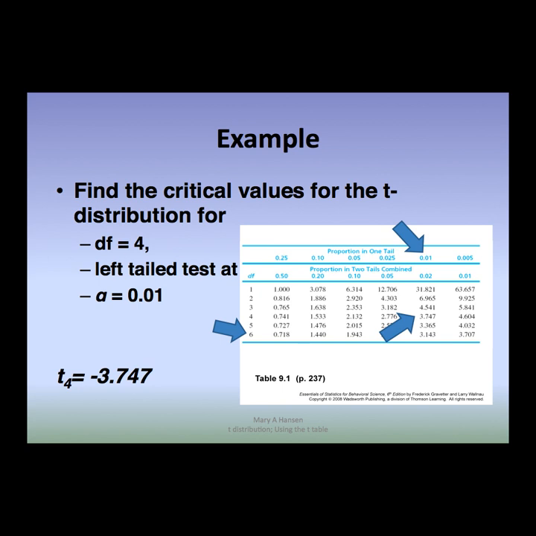As another example, find the critical values for the t-distribution with 4 degrees of freedom, carrying out a left-tailed test at alpha equals 0.01. Again, the degrees of freedom tell you the row of the table that you'll be looking in. We are conducting a left-tailed test at alpha equals 0.01, so we want the proportion in one tail column of 0.01. We want to follow that down to the intersection where the degrees of freedom equals 4 to the critical value of negative 3.747. The critical value is negative because this question asked for the critical value for a left-tailed test, meaning that the rejection region is in the left tail or the negative end of the t-distribution. Recall that t, like the z-distribution, is centered at 0, so negative scores indicate values below the mean.